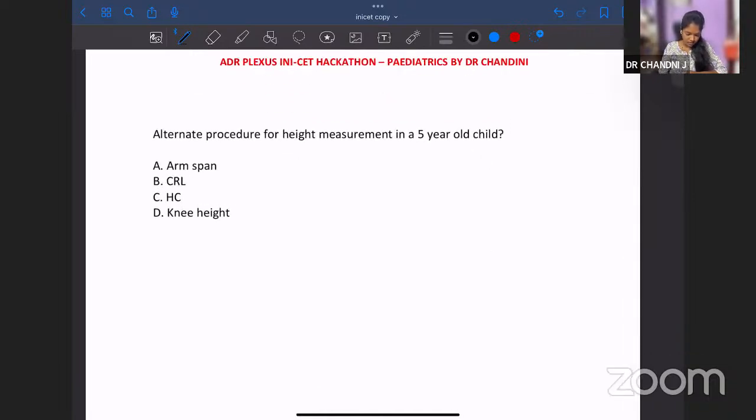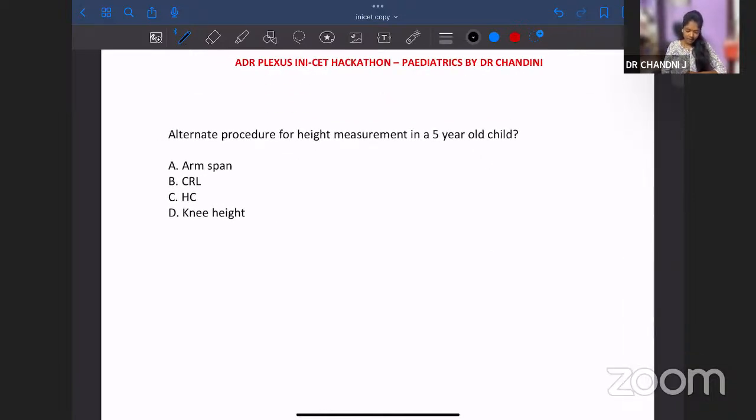The first question is, alternate procedure for height measurement in a five-year-old child. So how to measure height in a five-year-old child? The options given are arm span, crown rump length, head circumference, and knee height. Coming to the last option, can we use knee height for height measurement? Yes, but it is not an accurate measurement, and it is used only in bedridden patients. So this option is not the answer.